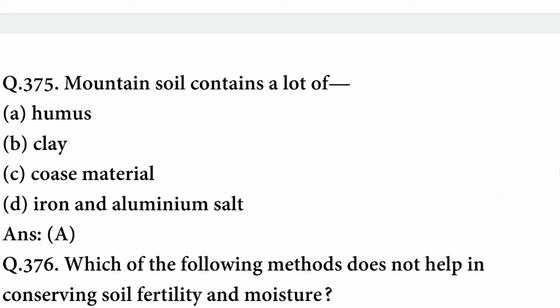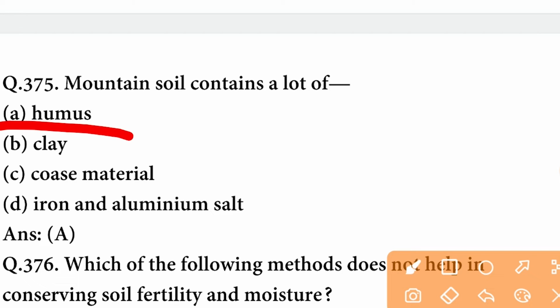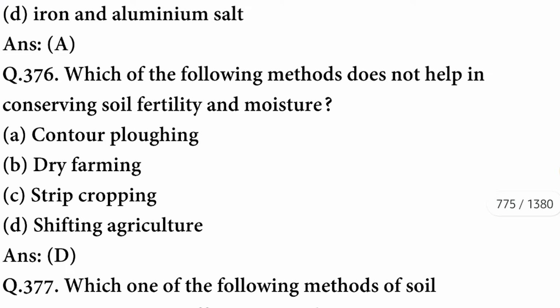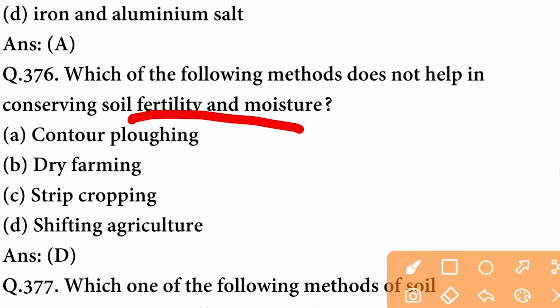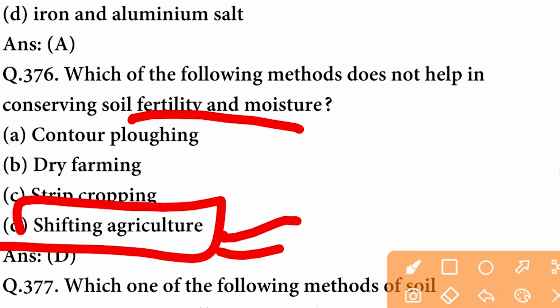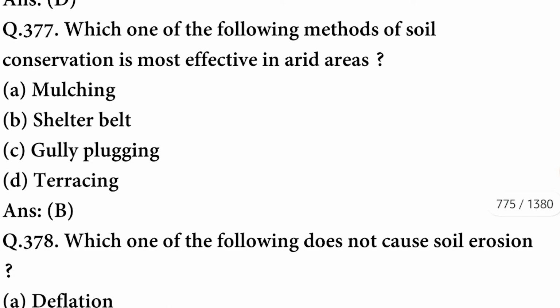Mountain soil contains a lot of humus. A option is correct. Which of the following methods does not help in conserving soil fertility and moisture? The method is shifting agriculture. The option is correct. Next question.